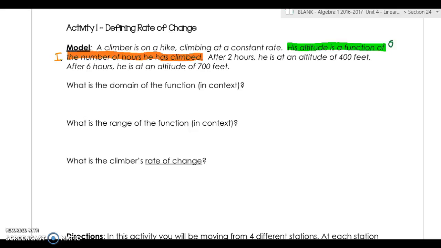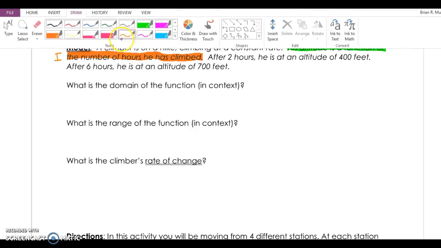After 2 hours, he's at an altitude of 400 feet, and after 6 hours, he's at an altitude of 700 feet. So what we want to do is three things. We want to find out what's the domain of the function in context, what's the range of the function in context, and what's the climber's rate of change. So to answer those first two questions, I'm going to just use the idea of the output and the input. We know that the input is the domain of the function. So here, what is the domain of the function? It's the number of hours he has climbed.